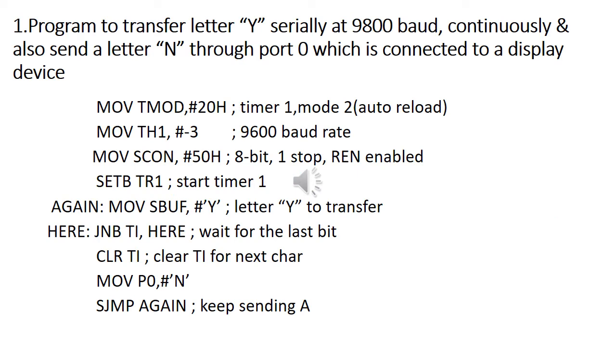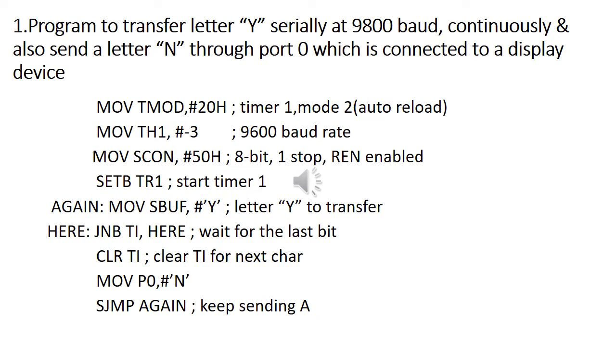The first one is: write a program to transfer the letter Y serially at 9600 baud continuously and also send the letter N through port 0, which is connected to a display device. Initially, you load the value 20H into the TMOD register because you are going to make use of timer 1 mode 2, since you want to set the variable baud rate. The TMOD register should be configured to timer 1 mode 2, which is also called auto reload mode. Since it is timer 1, you use the upper 4 bits. Mode 2 means the D5 bit should be equal to 1. So you load the value 20H into the TMOD register.